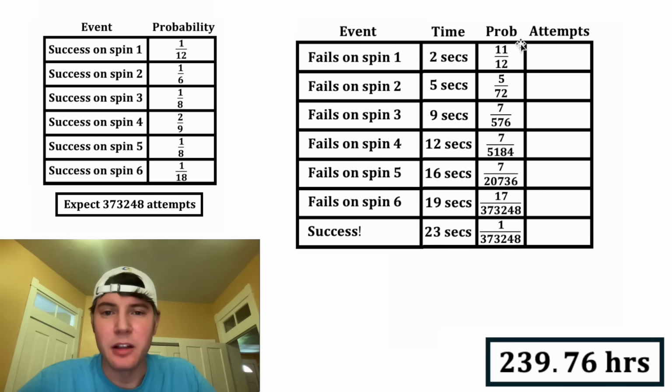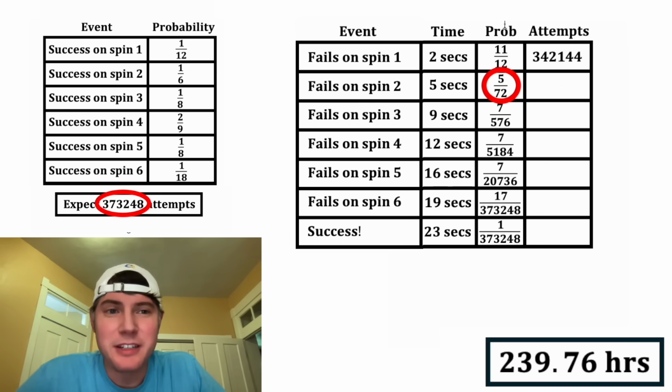This is telling us that 11/12 of all of these attempts failed on the first spin. So if we multiply these, that'll tell us the expected number of attempts that failed on the first spin, and that'll be 342,144. And then to get the expected number of attempts that fail on the second spin, we would multiply this times this to give us 25,920.